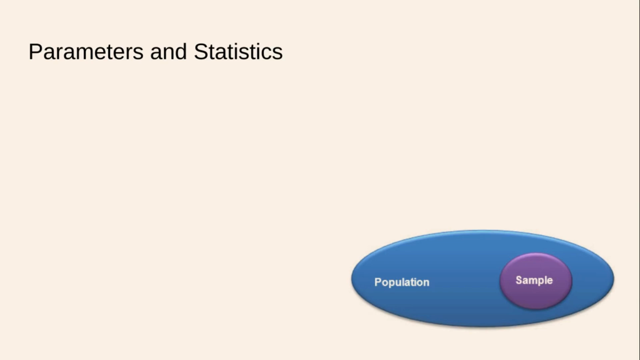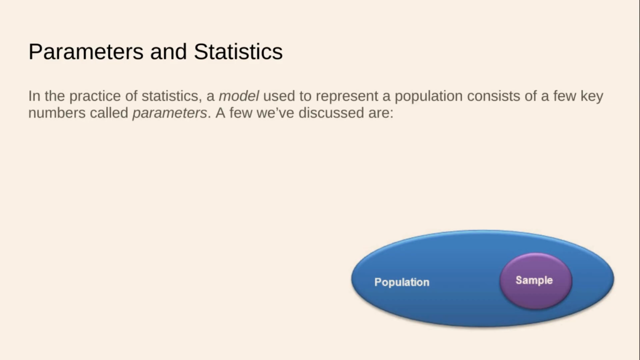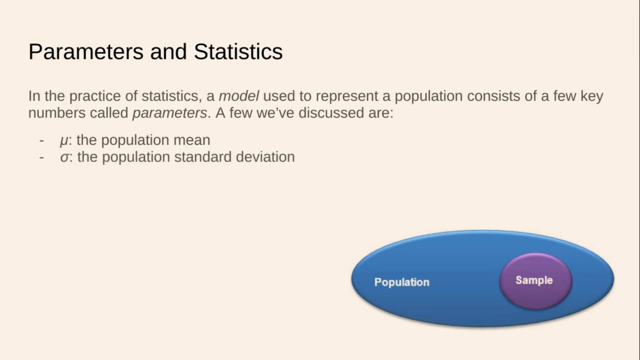So now we need to talk a bit about statistics, because that's how we study samples. We gather information about a sample, those are called statistics, and we use statistics to estimate parameters, which are details about the population. In the practice of statistics, a model used to represent a population consists of a few key numbers called parameters. A few that we've already discussed are the population mean, which we denote with the Greek letter mu, and the population standard deviation, which we abbreviate with this lowercase sigma.